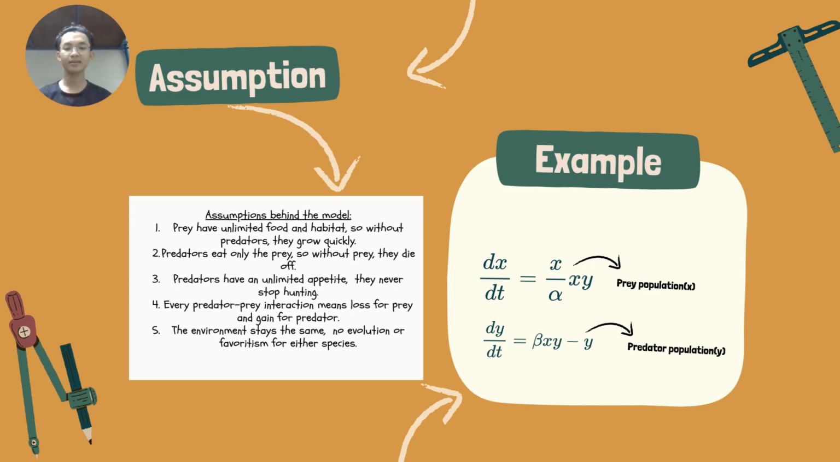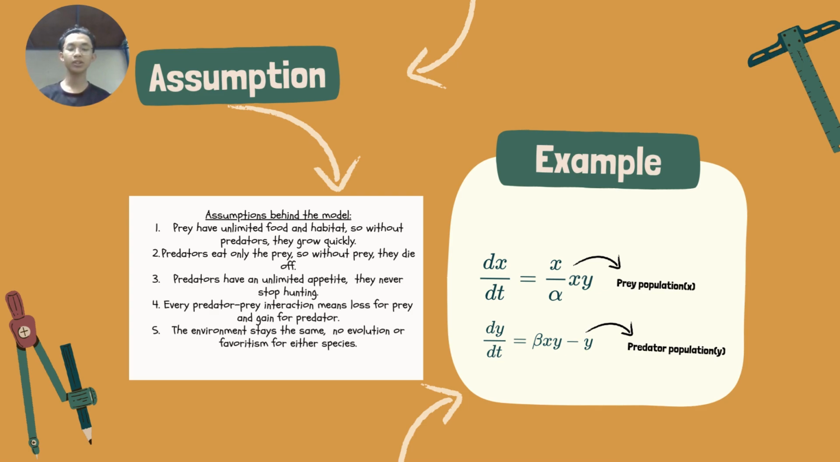Now, let's look at the assumptions behind the model. First, prey have unlimited food and habitat, so without predators, they grow quickly. Second, predators only eat the prey, so without prey, they die off. Third, predators have an unlimited appetite, so they never stop hunting. Fourth, every predator-prey interaction means loss for prey and gain for predators. Fifth, the environment stays the same, with no evolution or favoritism for either species.